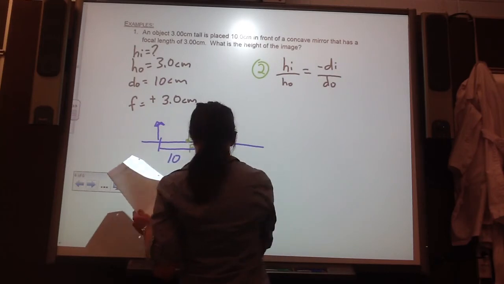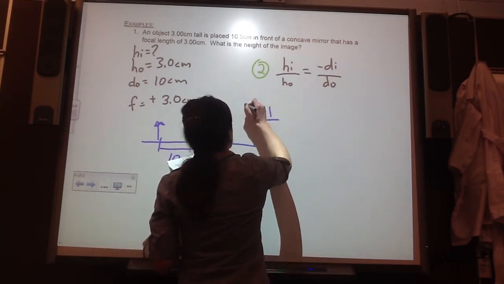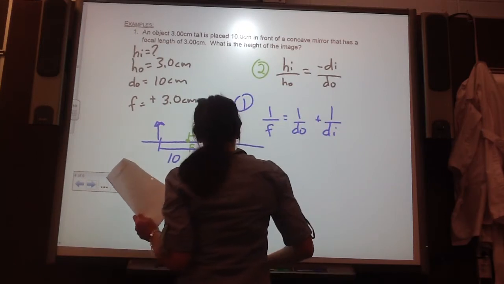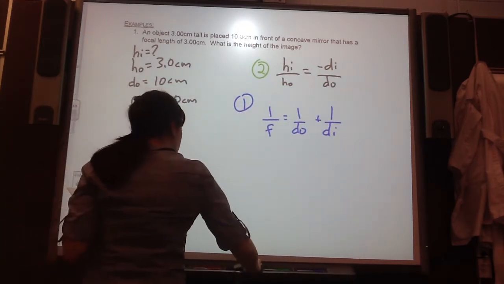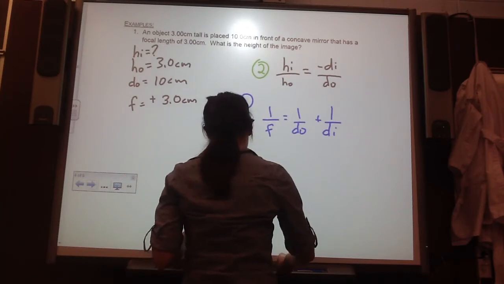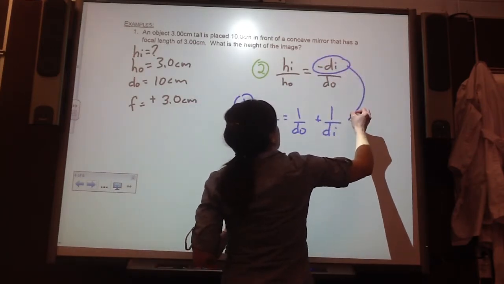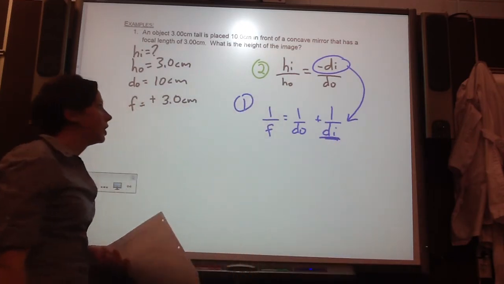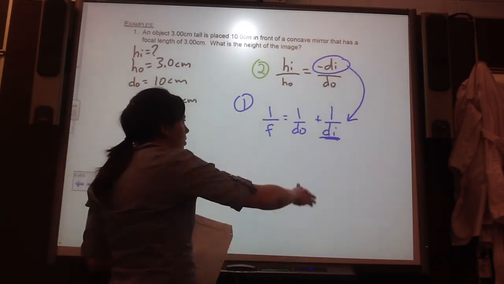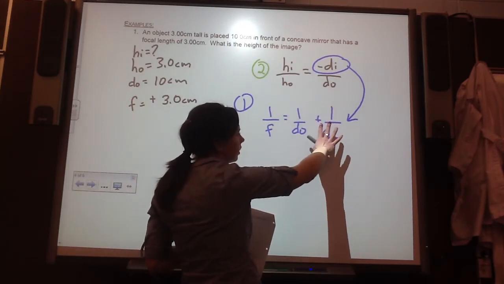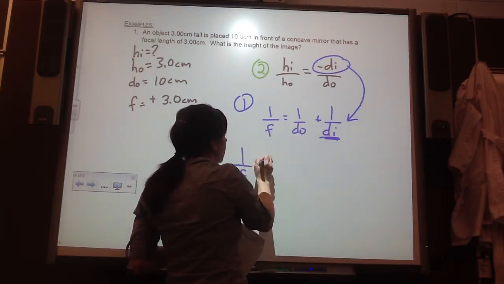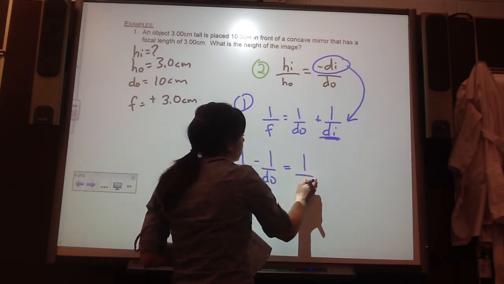And the first step we do will be number 1: 1 over F is equal to 1 over DO plus 1 over DI. I'm just going to erase this to have a bit more space. So what are we looking for here? We need to find DI. So we're going to rearrange to solve for DI for this step, so we can put it into step 2. It's positive right now, so I'm going to leave it on this side of the equal sign, and I'm going to subtract 1 over DO from this side and this side. So now I have 1 over F minus 1 over DO is equal to 1 over DI.